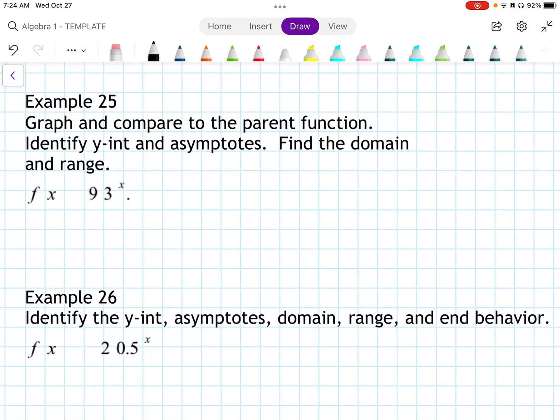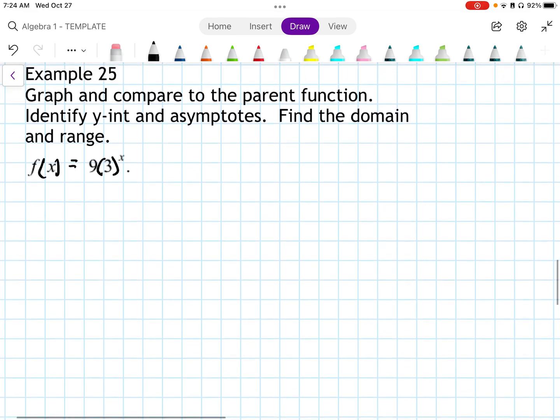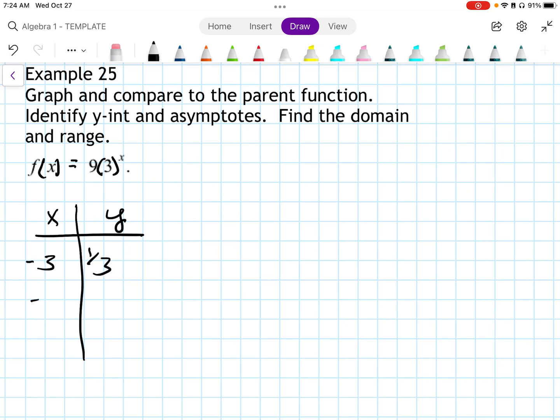All right, example 25: graph and compare to the parent function, identify the y-intercept, asymptotes, and the domain and range. So this is supposed to say f of x equals 9 times 3 to the x. Let me put some space here. I'm going to do a short little t-chart for this. If I plug in -3, I would get out 1/3. If I plugged in -2, I would get 1. If I plugged in -1, I'd get 3. If I plugged in 0, I'd get 9. And if I plugged in 1, I'd get 27. All I did there is, earlier, I typed those into the calculator so that I'd have them ready.